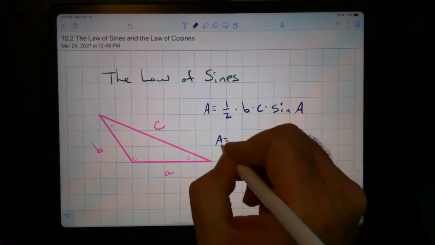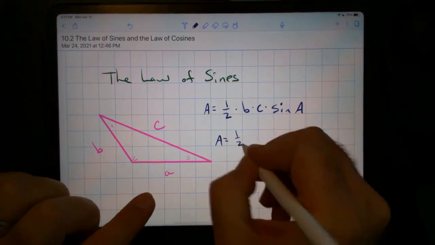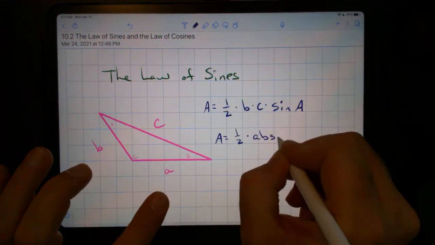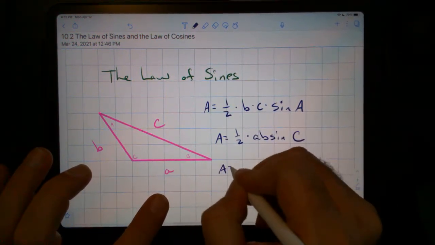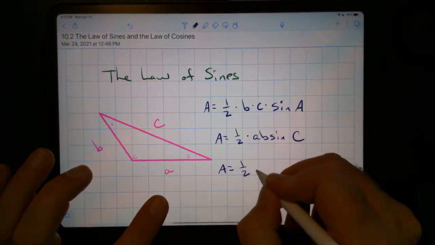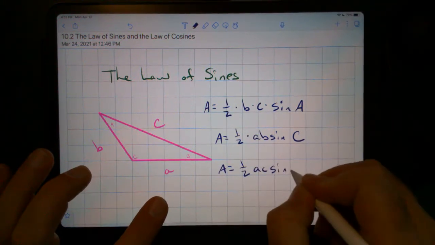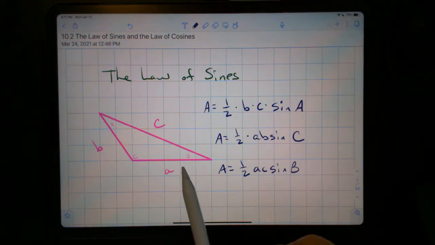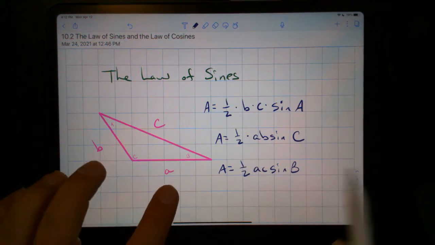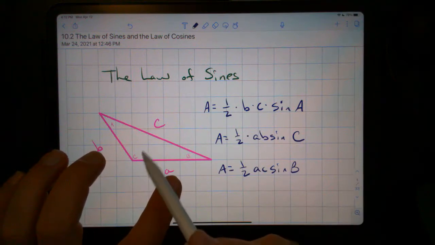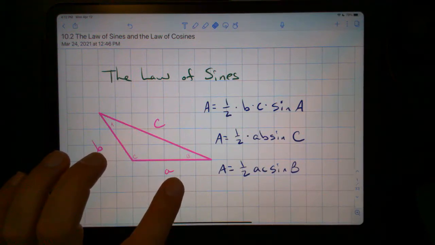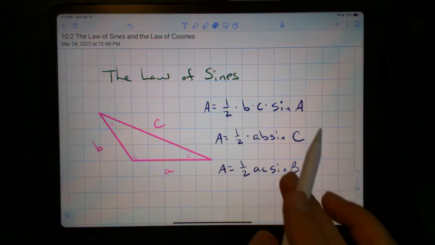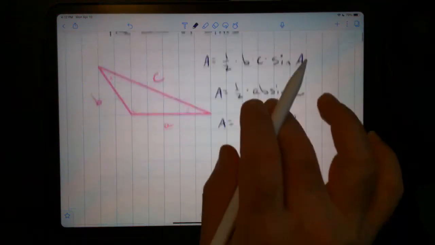The area is also equal to 1/2 ab sine C, and the area is also equal to 1/2 ac sine B, because the area of a triangle is 1/2 times a times b times the sine of the angle in between. Since these three areas are equal to each other, we can set them all equal to each other.